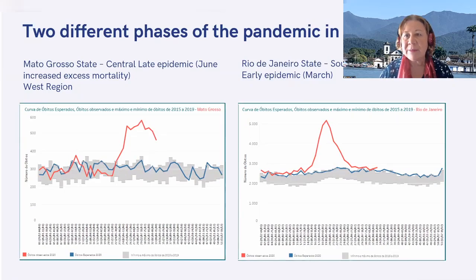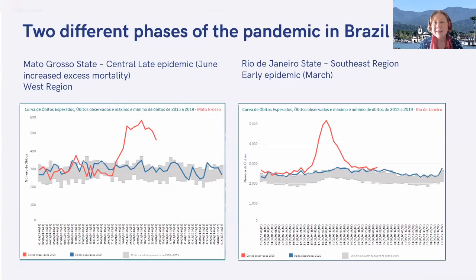So here is an example of the different phases of the pandemic in Brazil. On the left, we call it a late epidemic. This state is in the central region and has a border with Bolivia, so it is very west for us. You see that it started to peak in June, and the peak of excess mortality occurred at the end of July. And this is still going on, the epidemic in this state and also in the region.